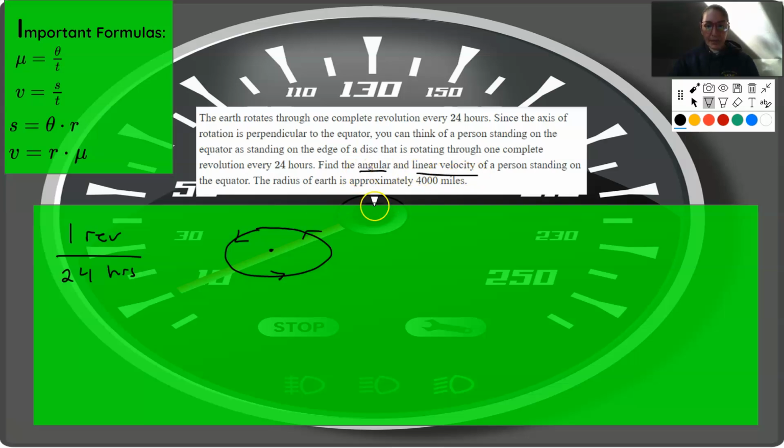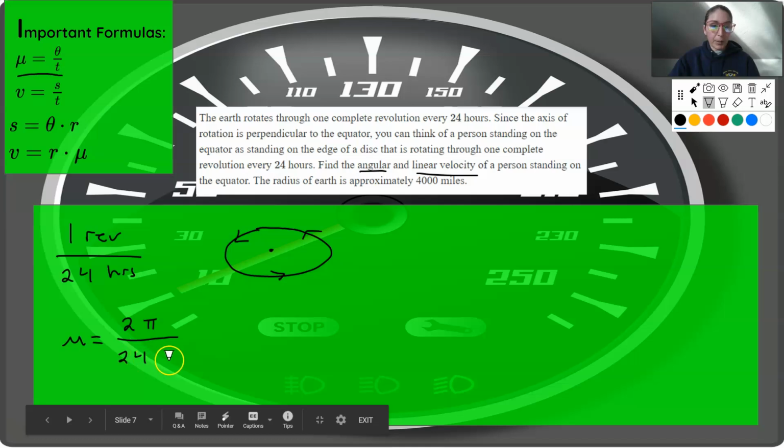Find the angular and linear velocity. Angular velocity is this guy here: mu equals theta over t. What is theta? How far around the circle did I go? I went all the way around. How far is all the way around the circle as far as angles go? All the way around is 2 pi, because we went 1 revolution. We didn't cut it off at something like 3 pi over 4 or 5 pi over 6. So that's theta, and our time was told to us as 24 hours. So our angular velocity is 2 pi over 24 per hour. So there's our mu.